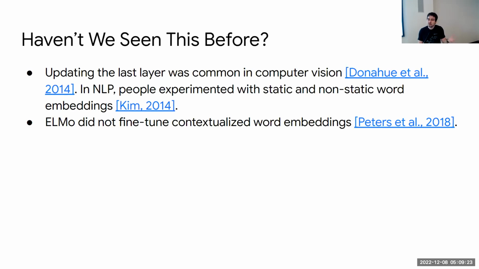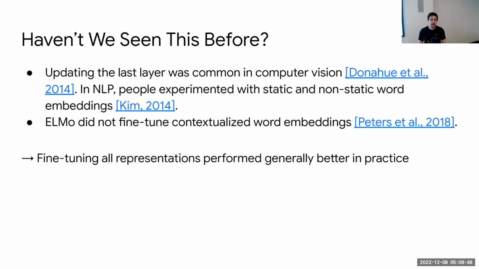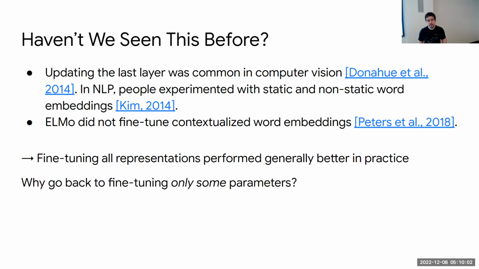For instance, in computer vision, when ImageNet-based transfer learning started, it was very common to update only the last layer of these ImageNet pre-trained models. Also in NLP, very early on, people experimented with using both static, so non-fine-tuned, and fine-tuned word embeddings, and even ELMo in the original paper just used these contextualized representations as features, without fine-tuning them. In all of these cases, we found that fine-tuning all representations worked better in practice. So people shifted towards fine-tuning all of the model parameters.